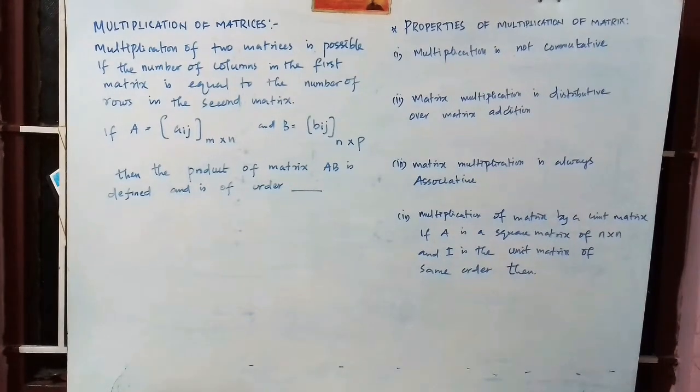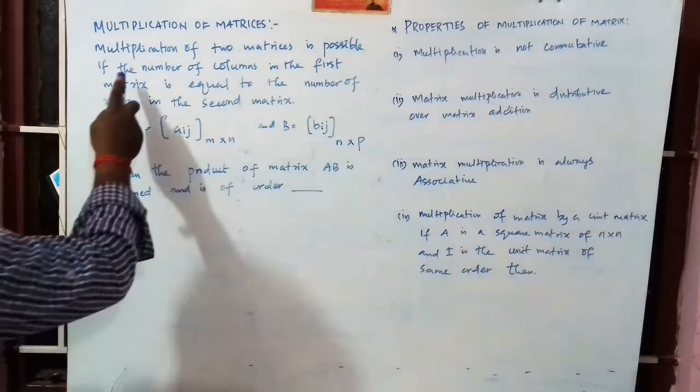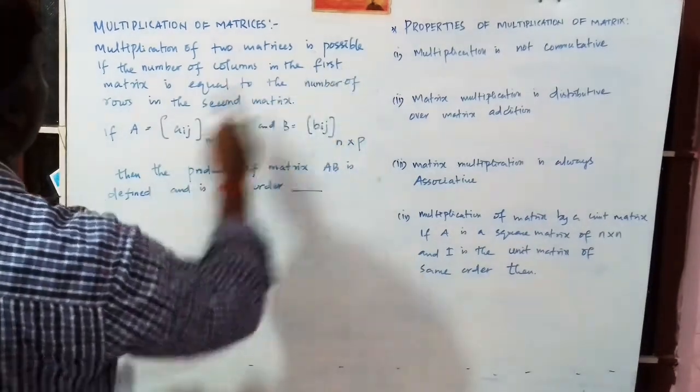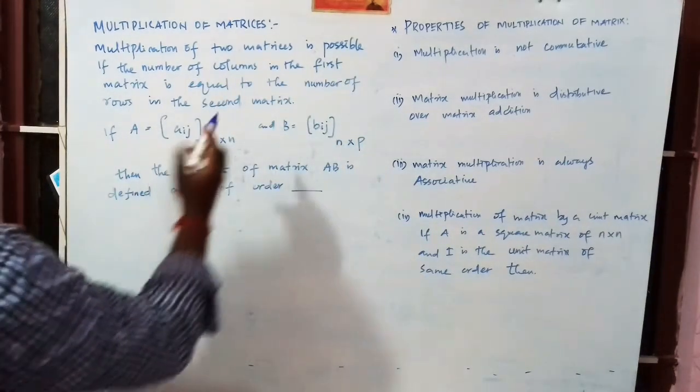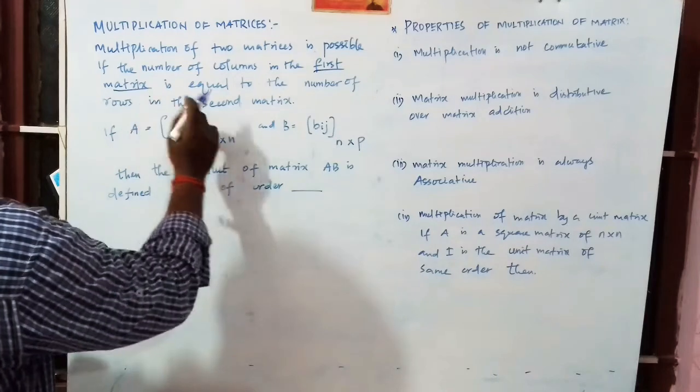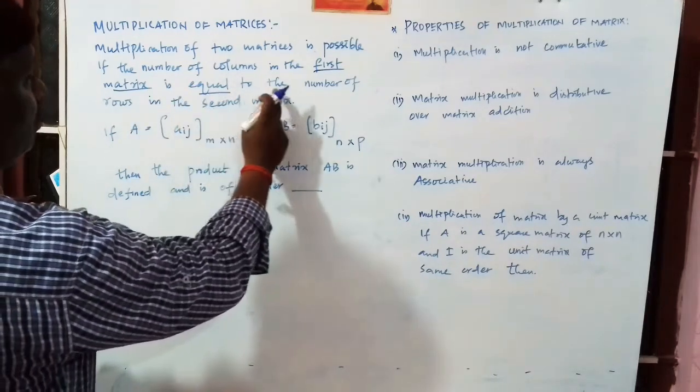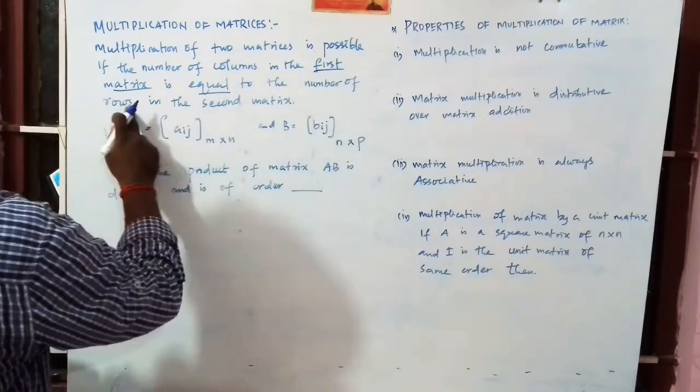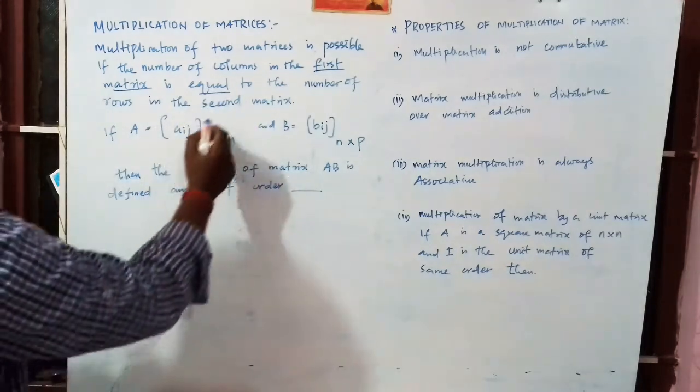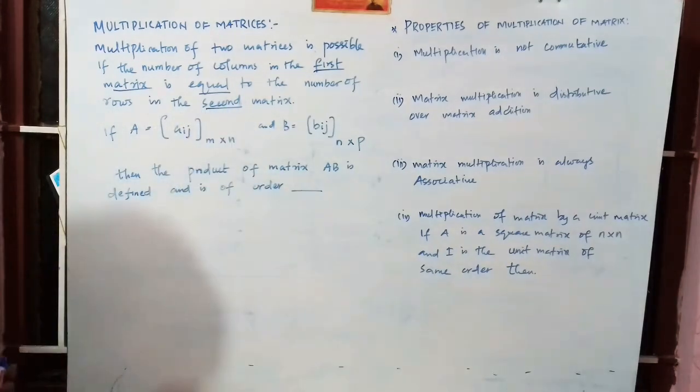Hi students, today's topic is multiplication of matrices. Definition: multiplication of two matrices is possible if the number of columns in the first matrix is equal to the number of rows in the second matrix.